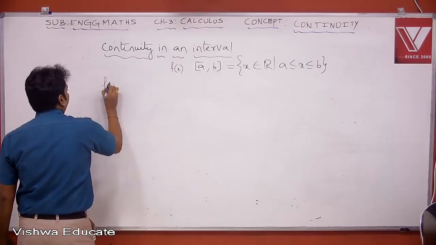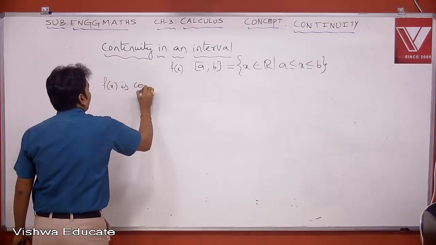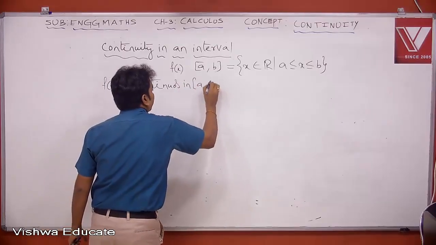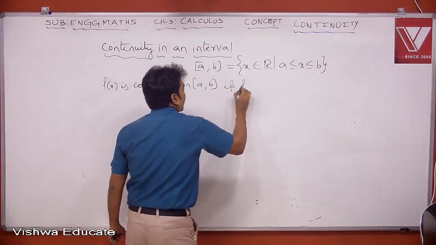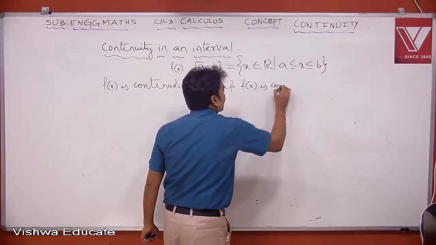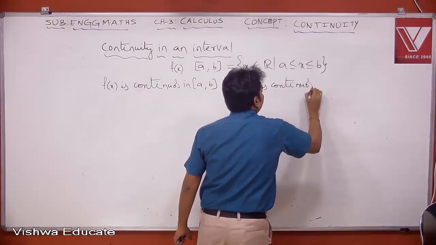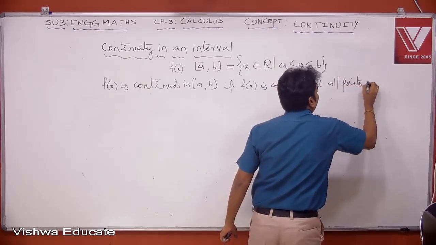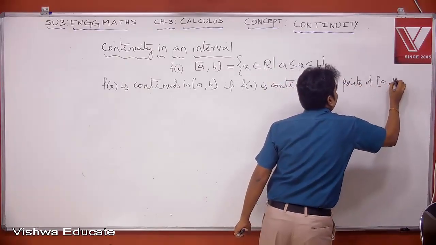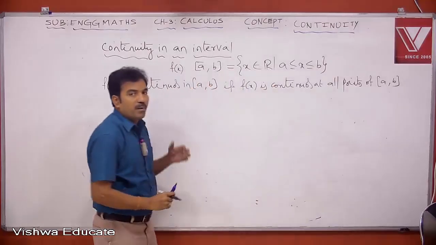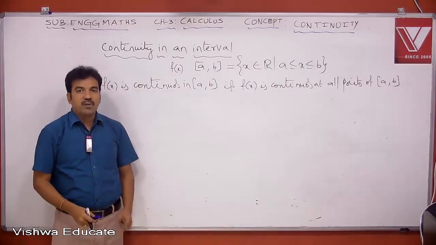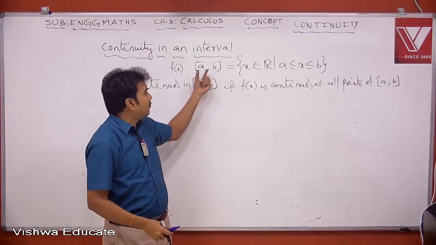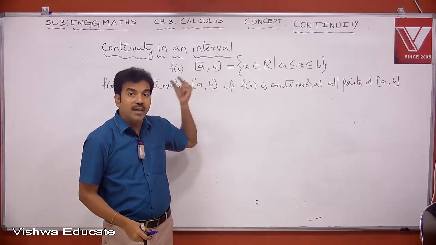We say that f of x is continuous in the closed interval a comma b if f of x is continuous at all points of the closed interval a comma b. This is equivalent to the previous definition, but in the previous case we saw continuity of a function at a single point. Now we are discussing continuity of a function over a bigger domain, the closed interval a comma b.